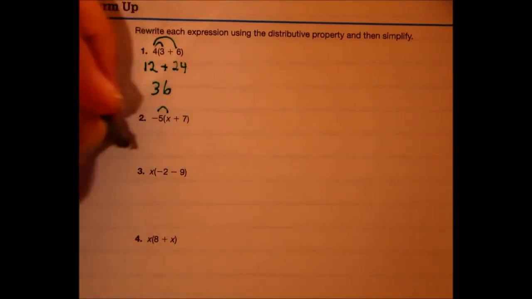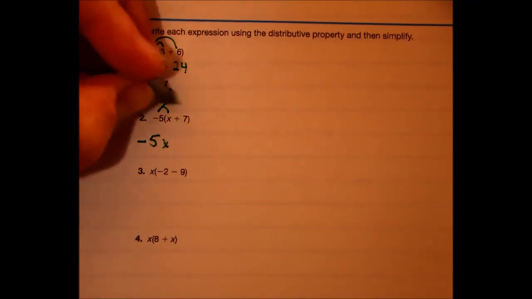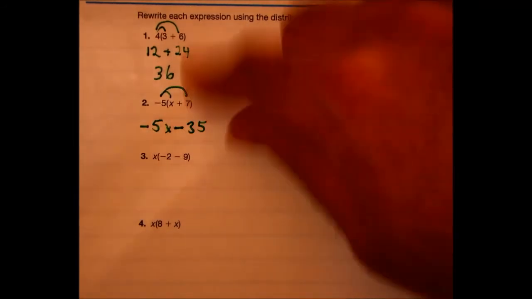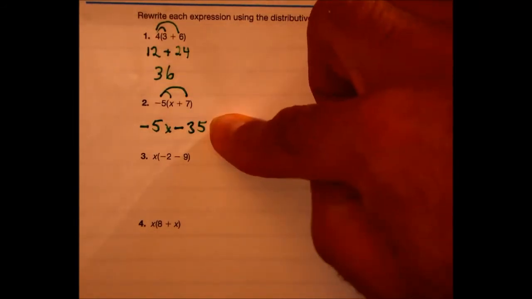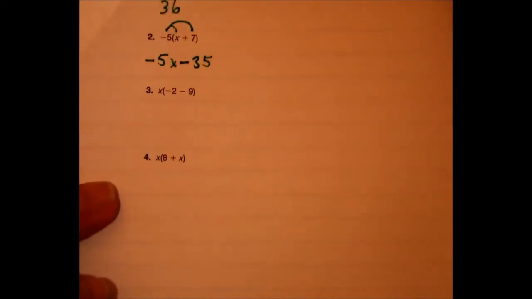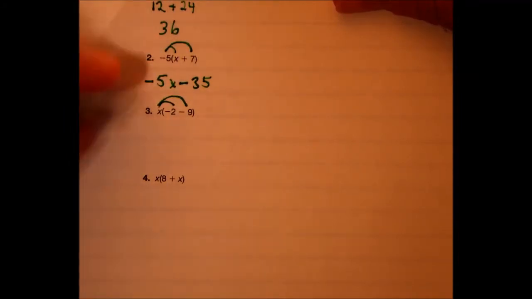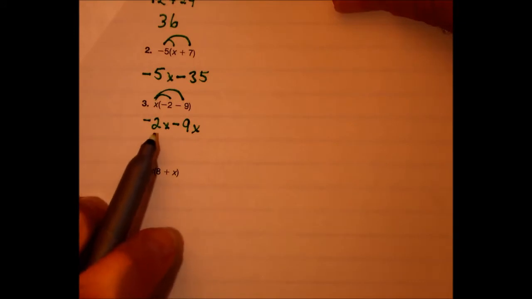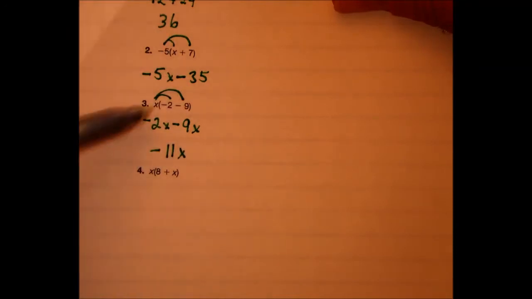It's negative 5 times x, which is negative 5x, negative 5 times 7, which is negative 35, and you are finished. Now notice when they say simplify, that means you add like terms. We can't add or subtract here. They're not like terms. All right, next one, again, we distribute, and this time we end up with x times negative 2, which is negative 2x, x times negative 9, which is negative 9x, and when we add these, negative 2x minus 9x is negative 11x. We could add these because they are like terms, right?